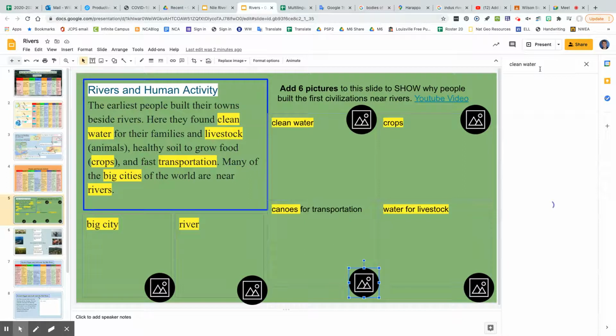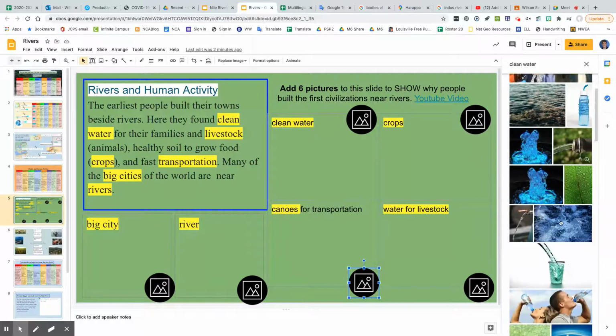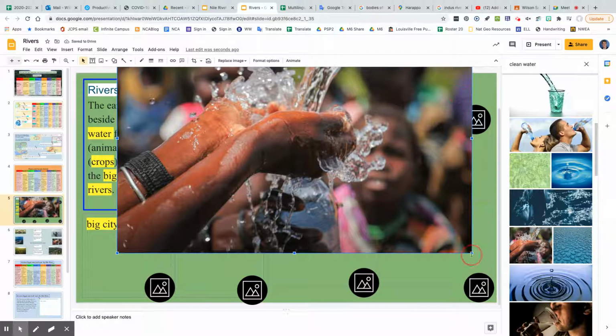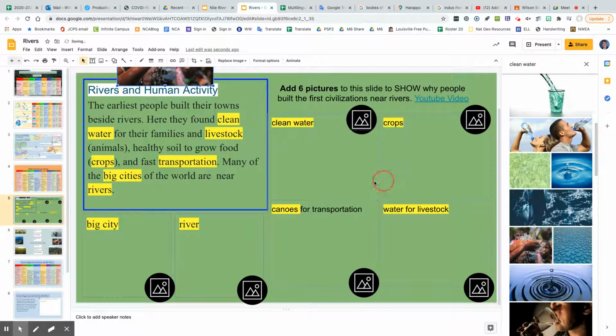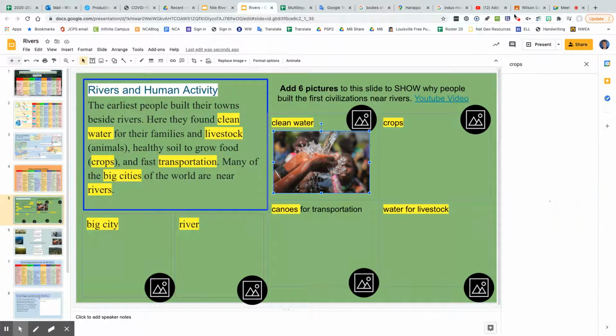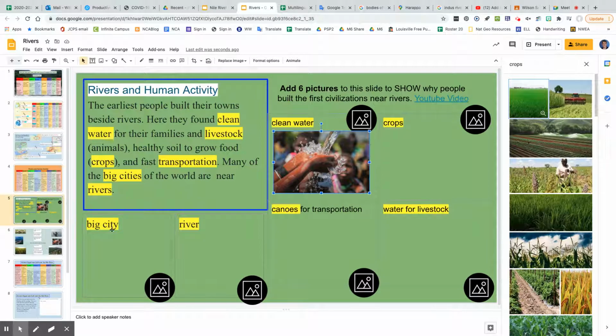And when you look for the words for clean water, find one that you like, and then you can drag it over to the box. And if you need to make it smaller, you click on the corners to make it smaller, and then you move it around. So for each of these, for crops, you will put the word crops up here, and you will put the word big city and river, canoes, and the whole thing of water for livestock.